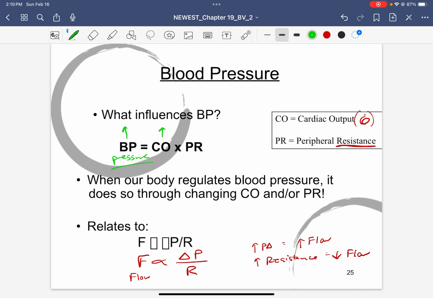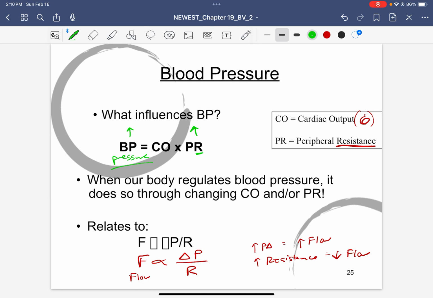That should make sense. If I increase cardiac output, I pump out more blood. If my heart pumps out more blood, if there's more blood in the arteries, won't there be more pressure? Because pressure is a measure of the amount of force blood exerts against the vessel wall. If I pump out more blood, there's more force. Here, though, we can also look at resistance. If I add resistance, that also increases blood pressure.